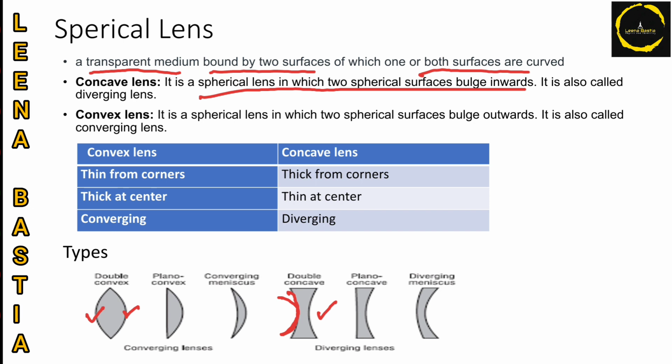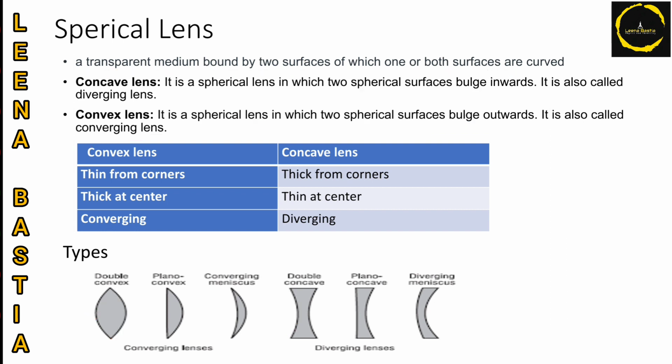So what are convex lenses? It is a spherical lens in which two spherical surfaces bulge outward. So this is the outward bulging. It is also called a converging lens. Let us understand the basic differences between these two types of lenses. First of all, a convex lens is thin at the corner, whereas a concave lens is thick at the corner part.